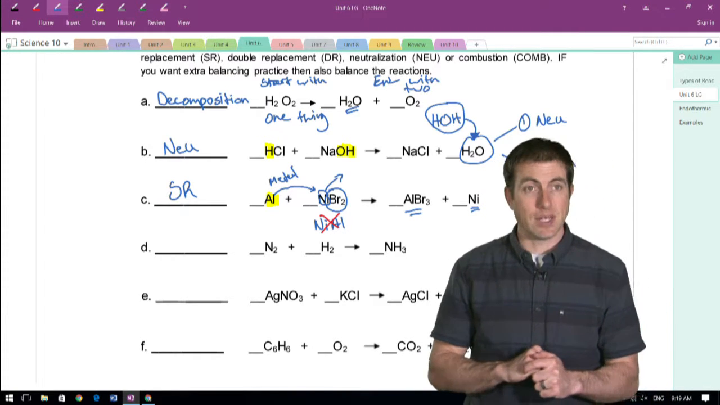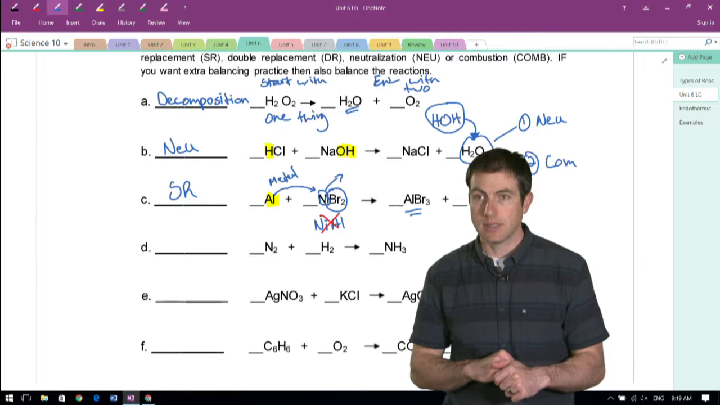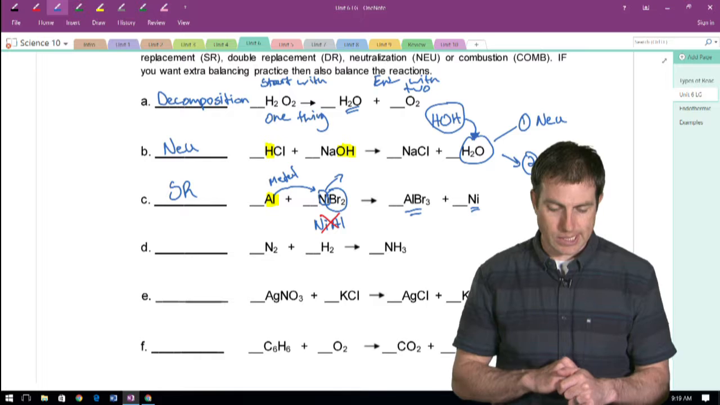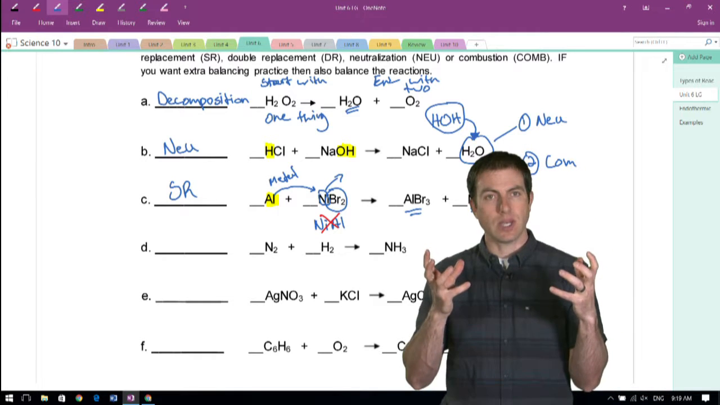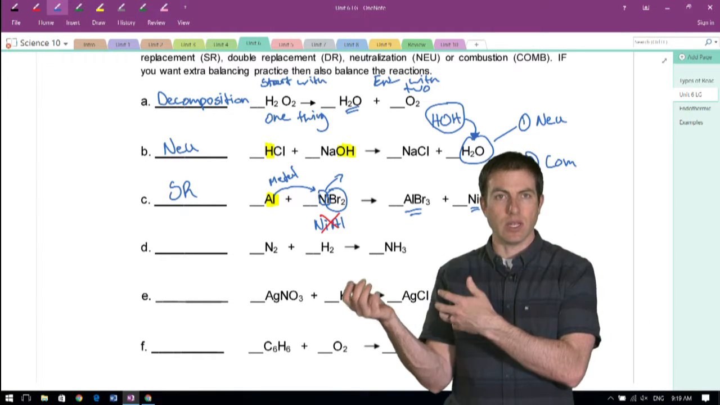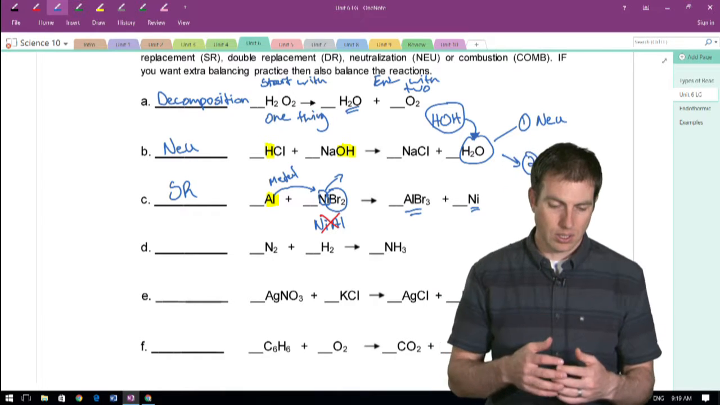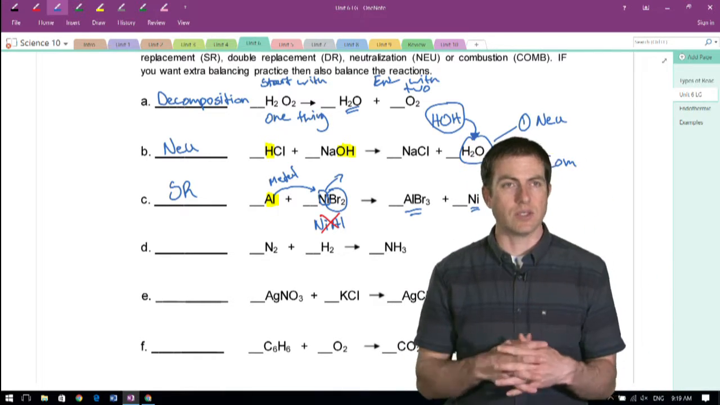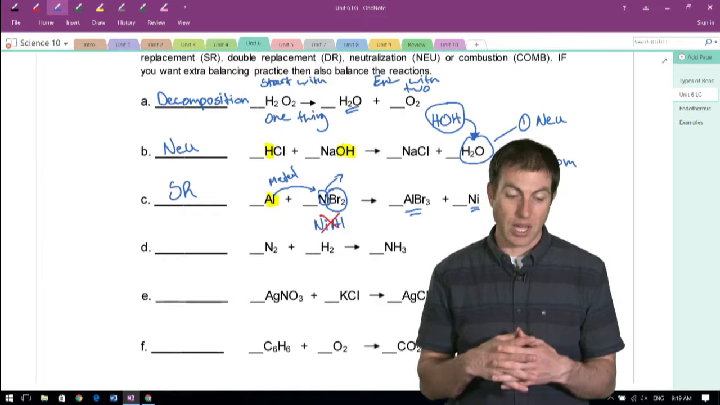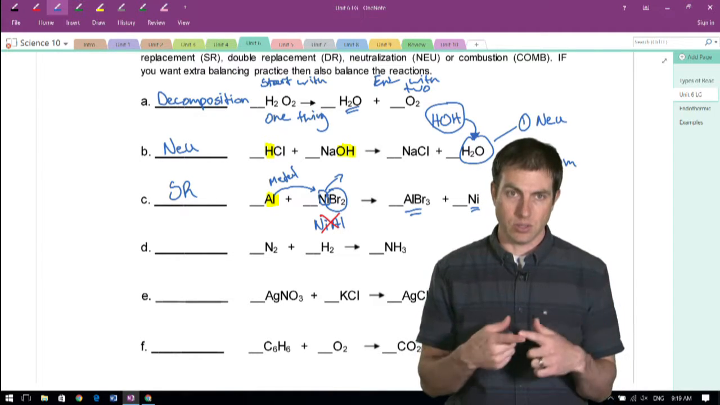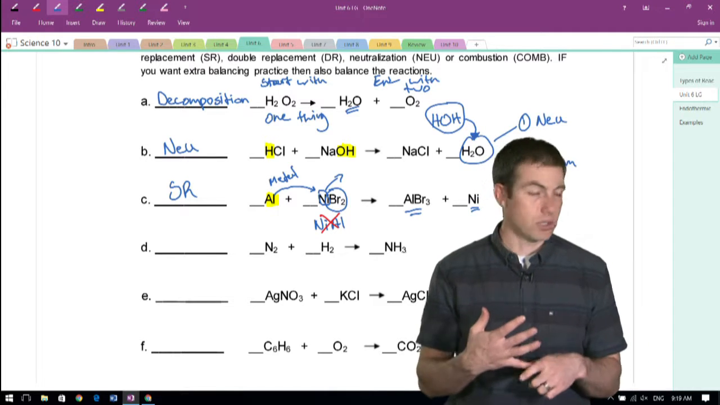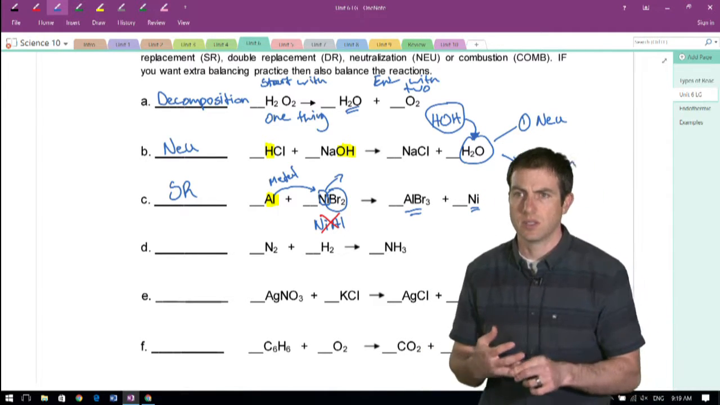How about letter D? Does anyone want to take a guess as to what letter D is? Starting with two things hanging out by themselves, and then we end with a compound. So what's that going to be in terms of our 6? You don't know the names of the answers. Oh, I see what you're saying, Costin, because you'd have to memorize single replacement, double replacement, combustion, decomposition, synthesis.